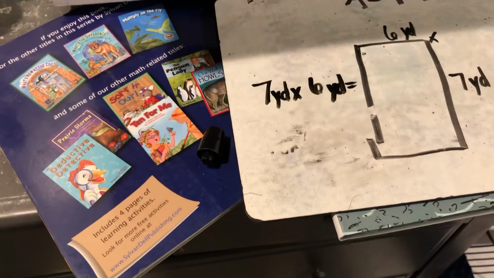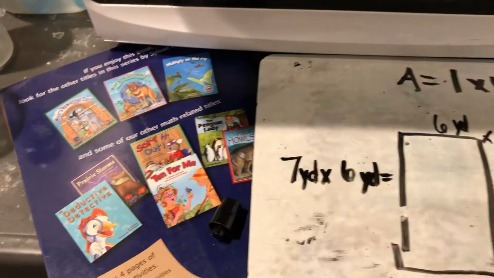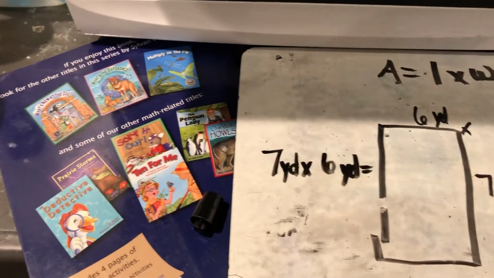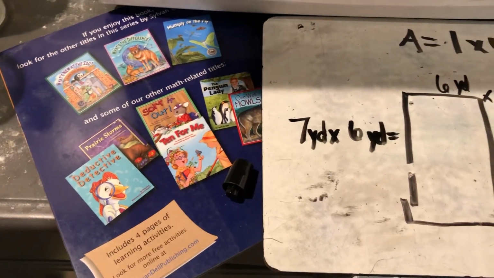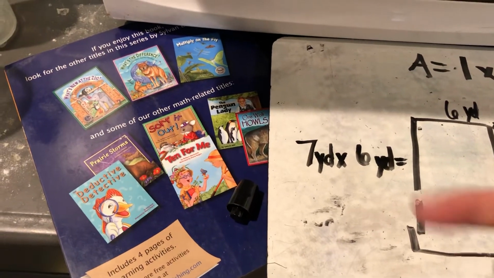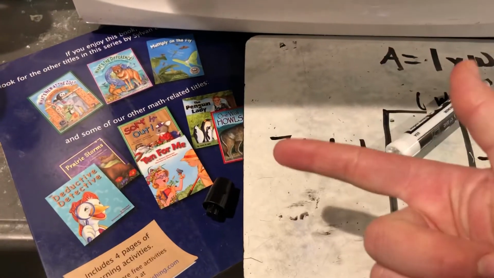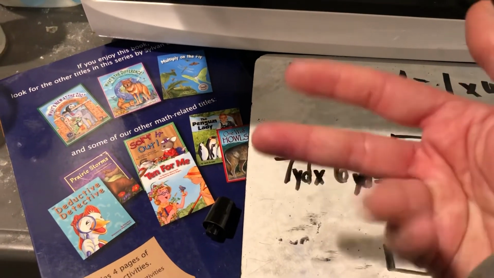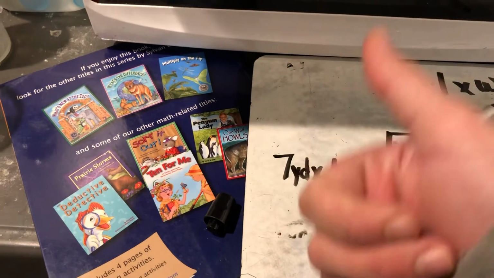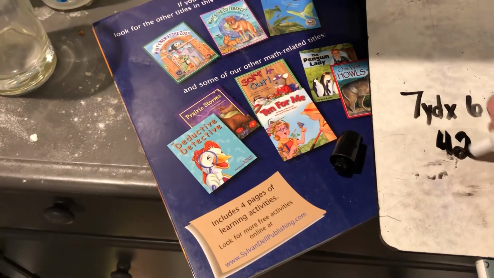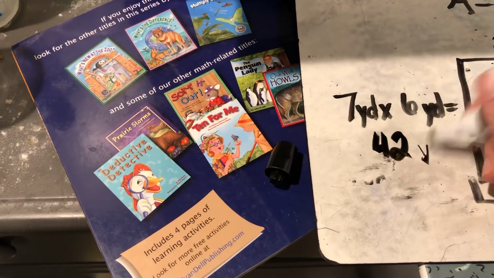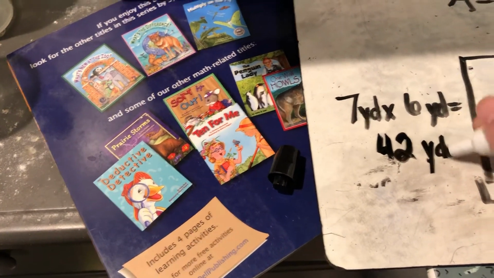Okay, well, I can draw 7 groups of 6. I can draw 7 circles of 6. I can count by 6s. So I'm gonna go 6, 12, 18, 24, 30, 36, 42. 42. Make sure you put your measurement, whatever they're measuring by, yards, and put squared.